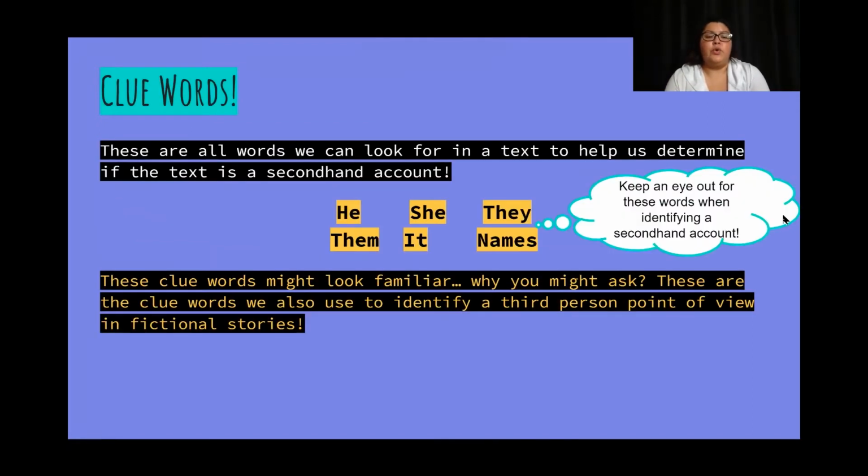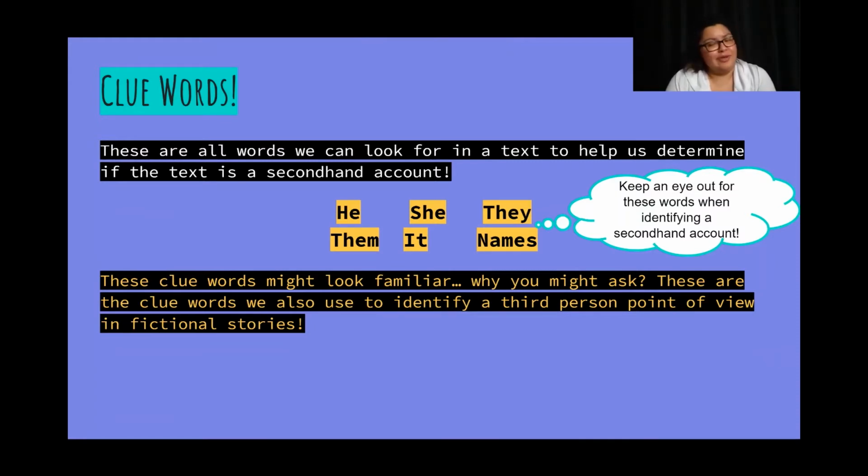All right, so when we are looking at our text and trying to figure out if it's a secondhand account, we're looking for our clue words, right? Our clue words are all of the words that we can look for in a text to help us determine if it is a secondhand account. Those words are he, she, they, them, it, and names. We want to keep an eye out for these words when identifying a secondhand account.